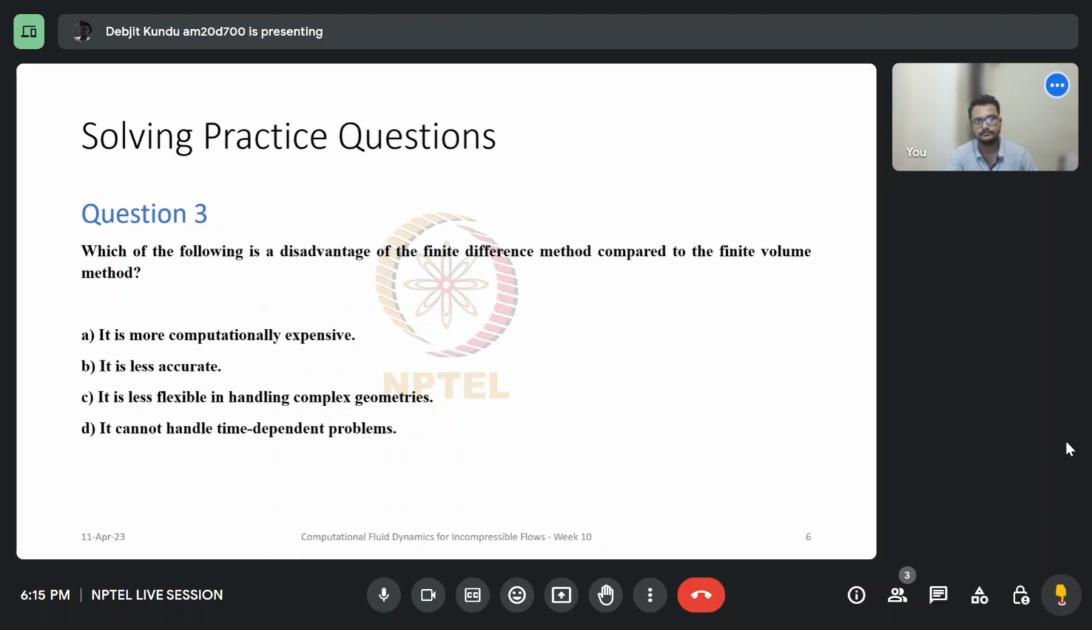Which of the following is a disadvantage of the finite difference method when compared to the finite volume method. So it must be something that the finite volume method can do, but the finite difference method has a disadvantage in that particular area. So there are four options given below. Read them carefully. Option A, it is more computationally expensive. Option B, it is less accurate. Option C, it is less flexible in handling complex geometries. And option D, it cannot handle time dependent problems.